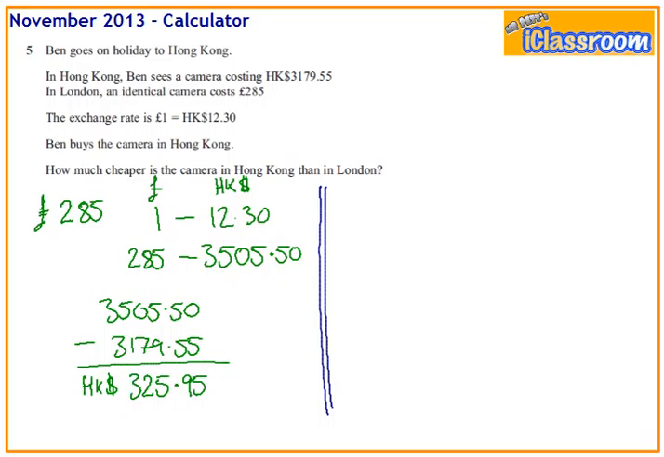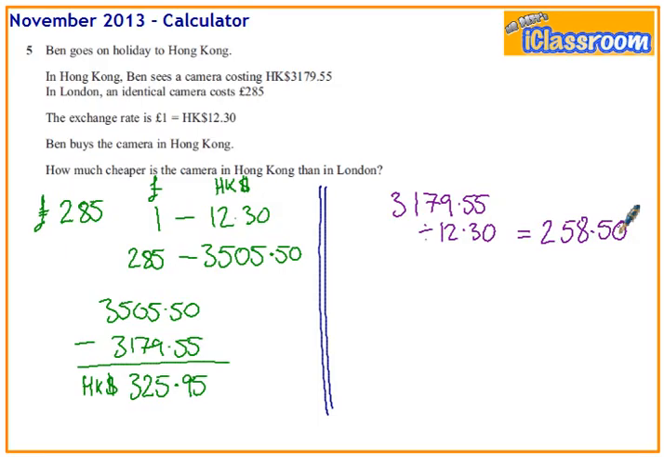So that's one solution. Now a different solution would be to work the problem entirely into pounds. So to do this, I can take my $3,179.55 and convert that back into pounds. Now to do that, I need to divide by $12.30. So I need to see how many lots of $12.30 will fit into this, because that will tell me how many pounds fit into this amount. And doing so, my calculator tells me that that is 258.5, or 50 because we're talking in pounds.